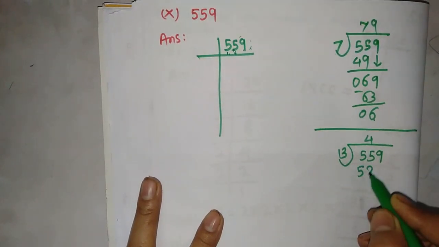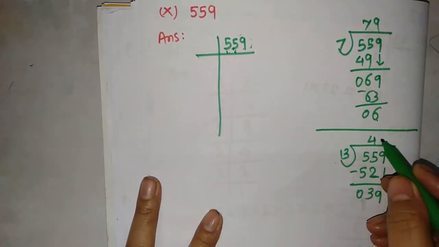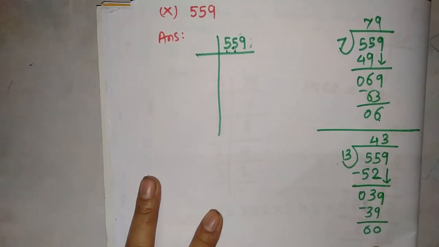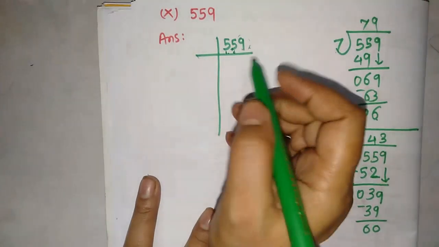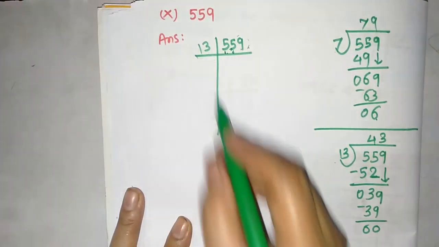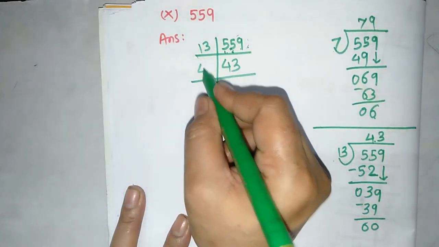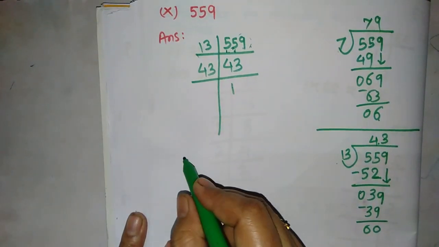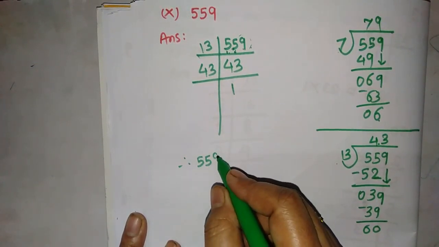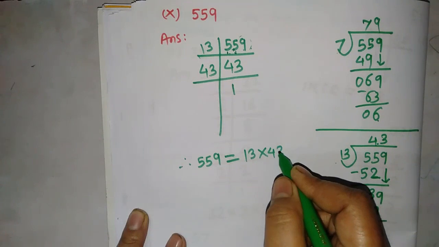13 4s are 52. Subtraction is 3. 9 falls down. 13 3s are 39. Subtraction is 0. So 559 is divisible by 13. So after dividing we get 43, and we know that 43 is a prime number, so divide by itself. Therefore write down the multiplication form or prime factors: 559 is equal to 13 multiplied by 43.